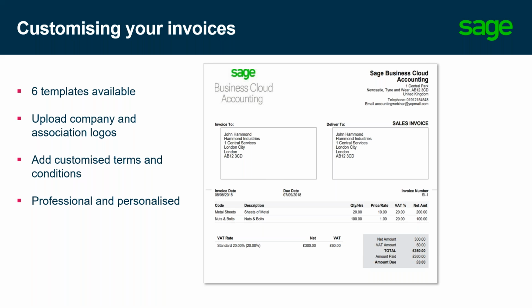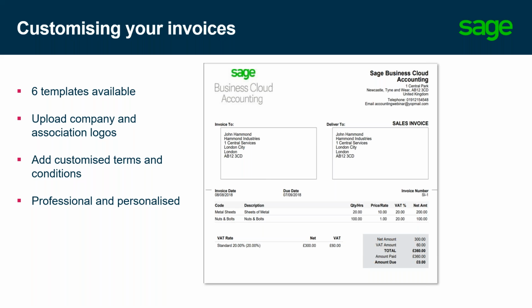Now, in Business Cloud, you're provided with 6 invoice templates, 3 of which are product-based and 3 of which are service-based. We'll see the differences between those in just a moment. You'll be able to add your company logo and up to 2 association logos. You can add customized terms and conditions, also additional notes as well, which could be as simple as including your bank details or a festive message, for instance, maybe outlining new services that you currently offer. But overall, it'll give you a much more professional and personalized look and feel to your invoices.